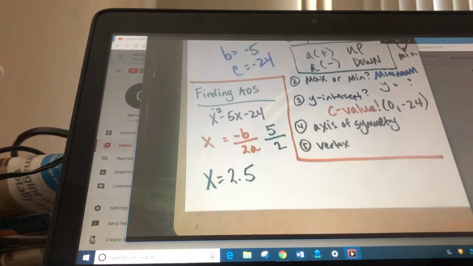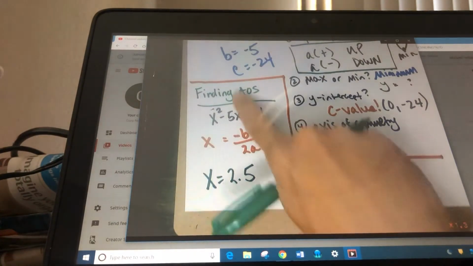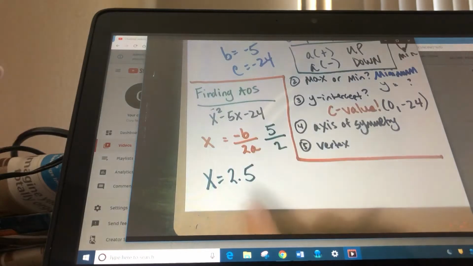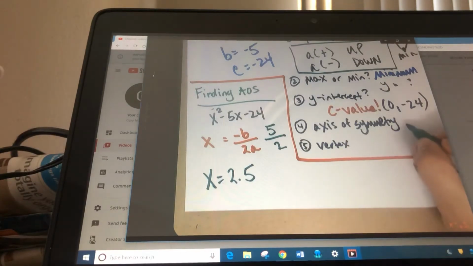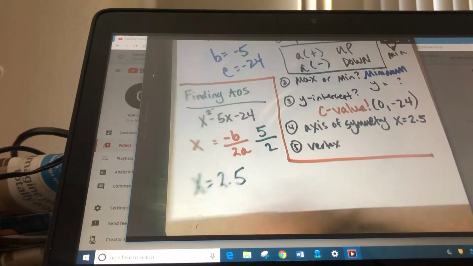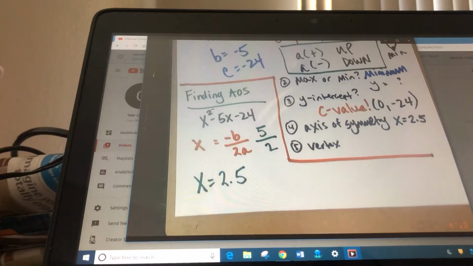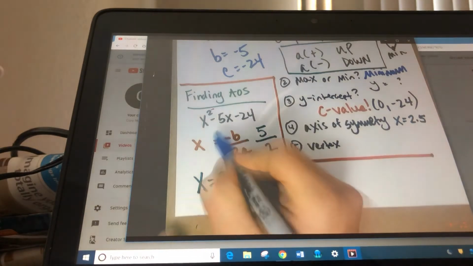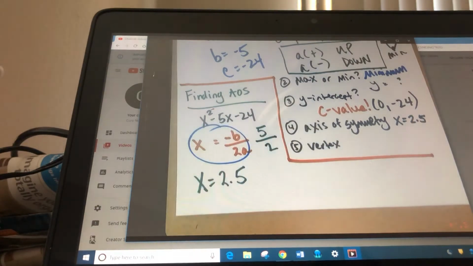So that's the x-coordinate of the vertex, called the axis of symmetry, opposite of b over 2a. 2.5, so let's write that. X equals 2.5. Remember, you got to write x equals. 2.5 doesn't mean anything. Now, after we find the axis of symmetry using this little formula here, let's find the vertex.